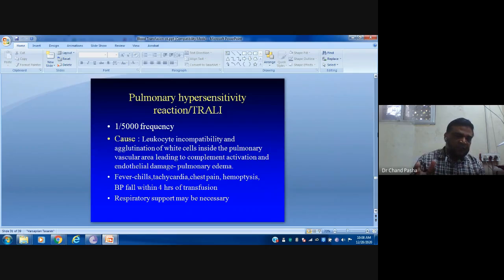And whenever the reaction precipitates over there, it leads to edema, accumulation of water, which leads to fever, chills, tachycardia, increased heart rate, chest pain, and hypotension, a BP fall within 4 hours of transfusion. Respiratory support may be necessary.